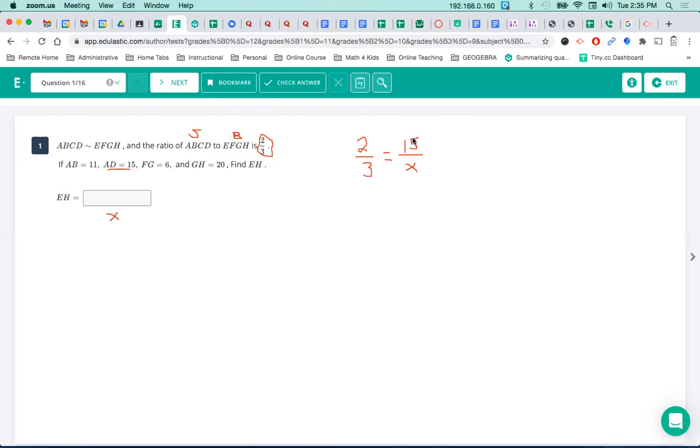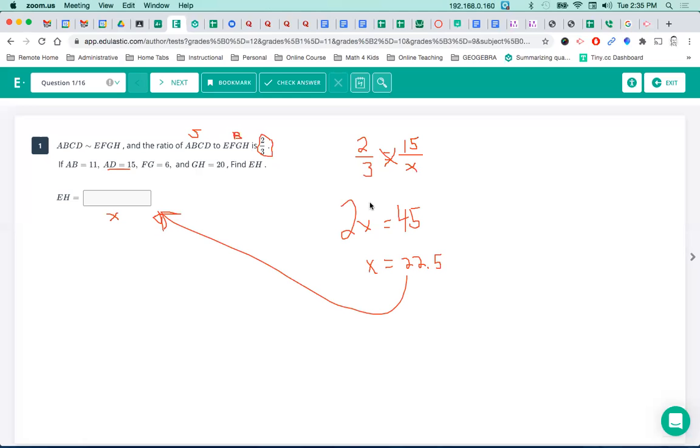Okay. So to get my final answer, I've got to cross multiply. 2 times X is 2X. 3 times 15 is 45. Divide both sides by 2. That's 22.5. And that would be our answer. Okay, because that's what we found out there.